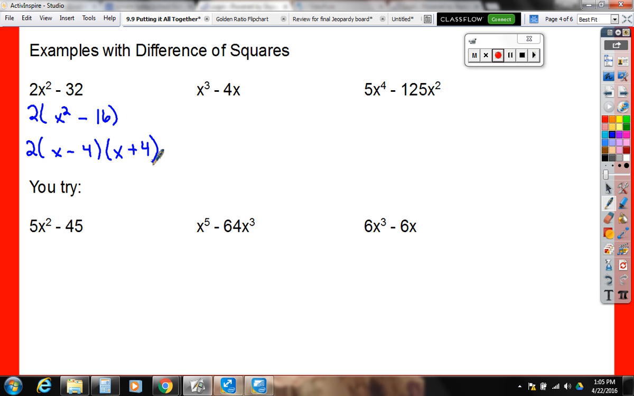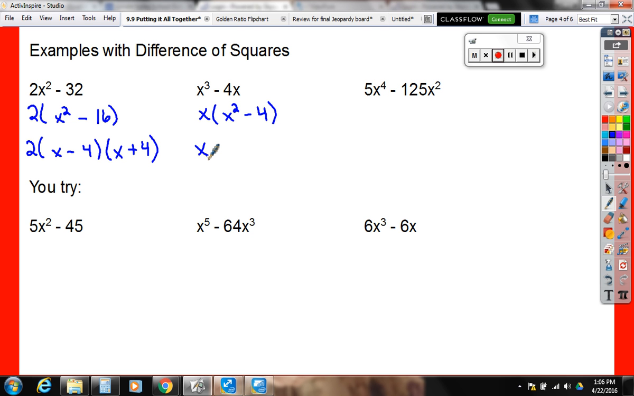Okay, Reagan, what should I do first on the next one? What would this be? x to the third. What's the biggest thing I can factor out? x. I can factor out x. What am I left with? x squared minus 4. Good. Okay, let's factor that further.